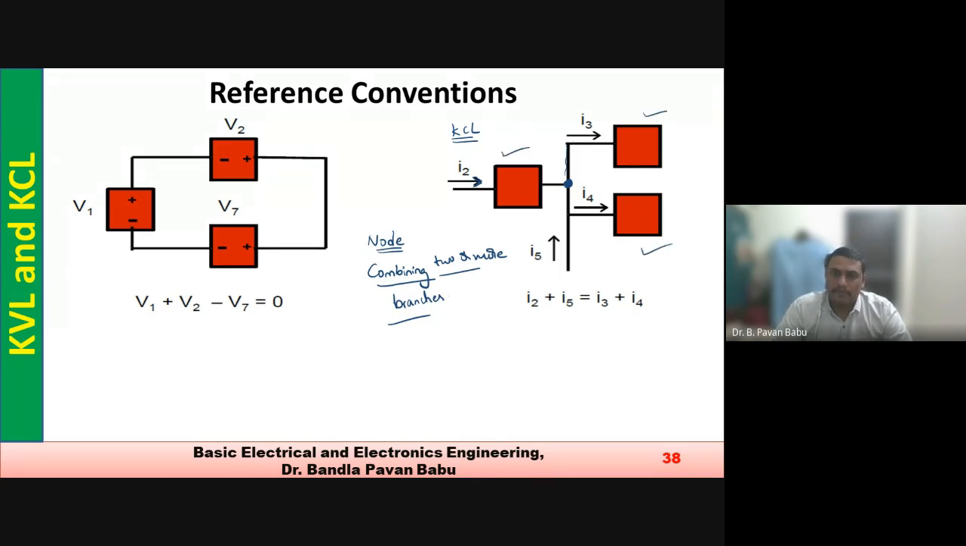They have mentioned the direction of current, and they have given the values as I2, I4, I3, I5 respectively. Here, as per KCL, incoming currents are equal to outgoing currents, right? So let us consider this point as X. Apply KCL at point X.